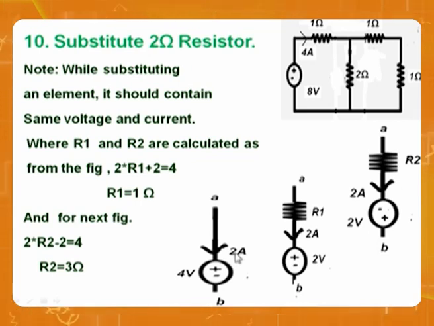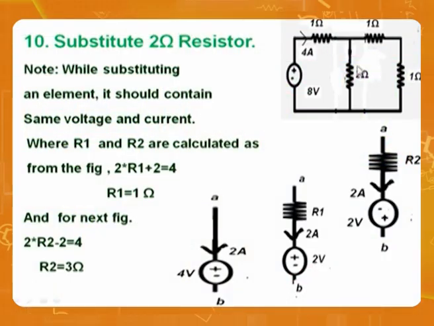All the 3 are having the same voltage. All the 3 having the same current. Having the same voltage and same current, they can do the job. That's why we call it as substitution. I can substitute this 2 ohm resistor by one of these 3. That's why I told you substitution is never unique. If it is unique, it's not substitution. So this is the meaning of substitution theorem.